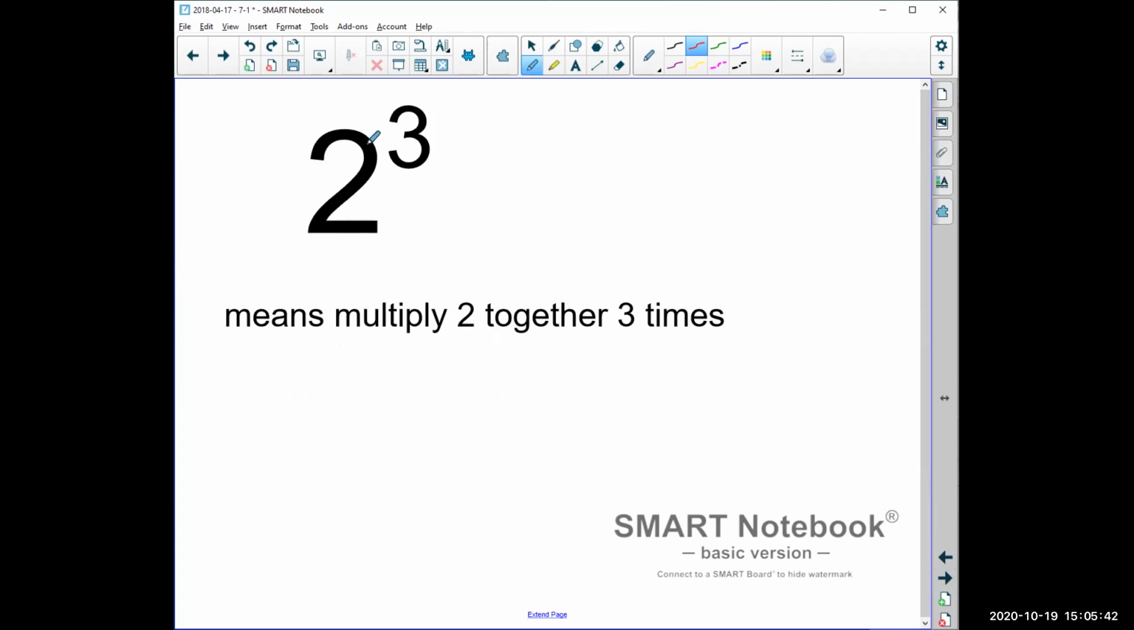So here is an expression with an exponent. We have 2 to the third power. So this is 2, right? Is the base number. We call that the base. And then 3 is our exponent. So 3 is our exponent. We also call that a power. Right? So 3 is our exponent or a power.